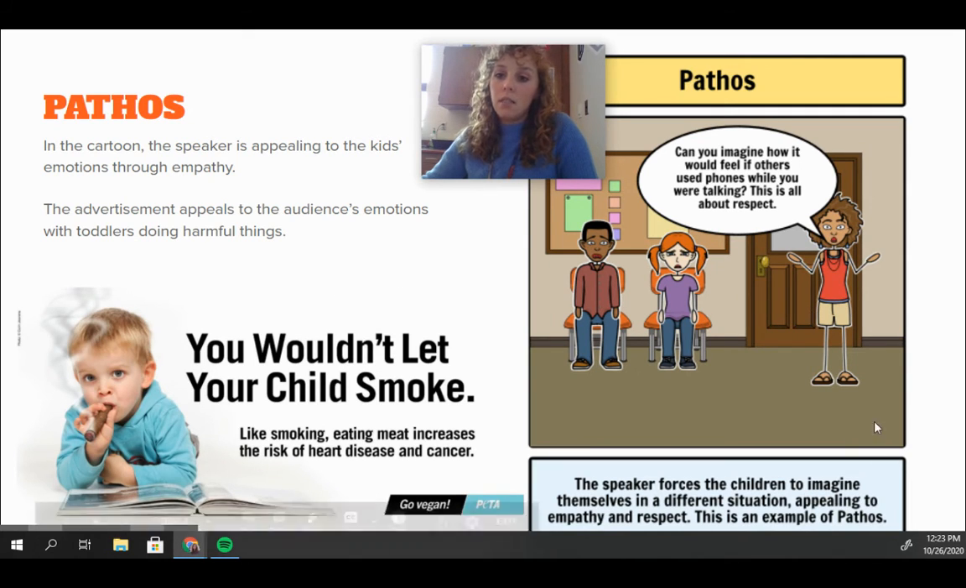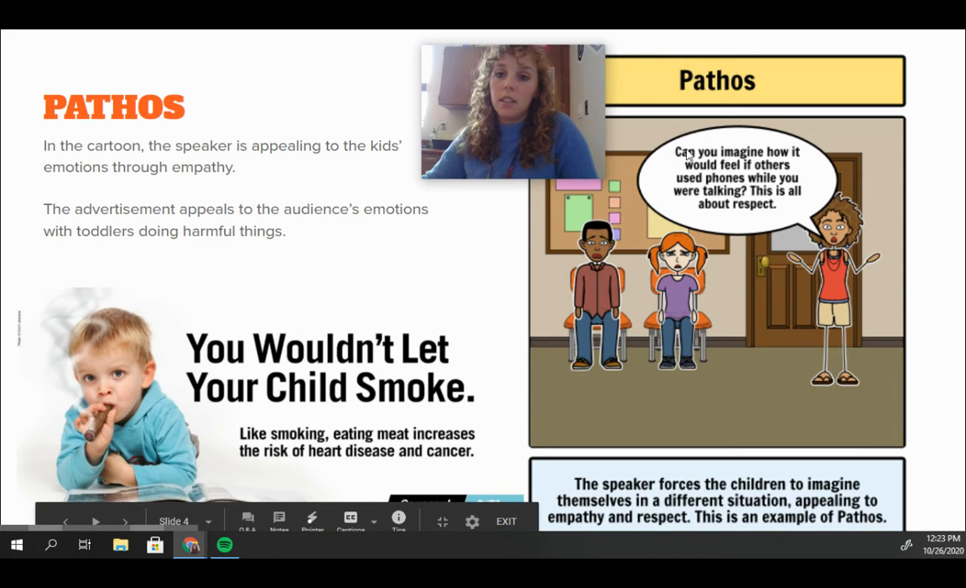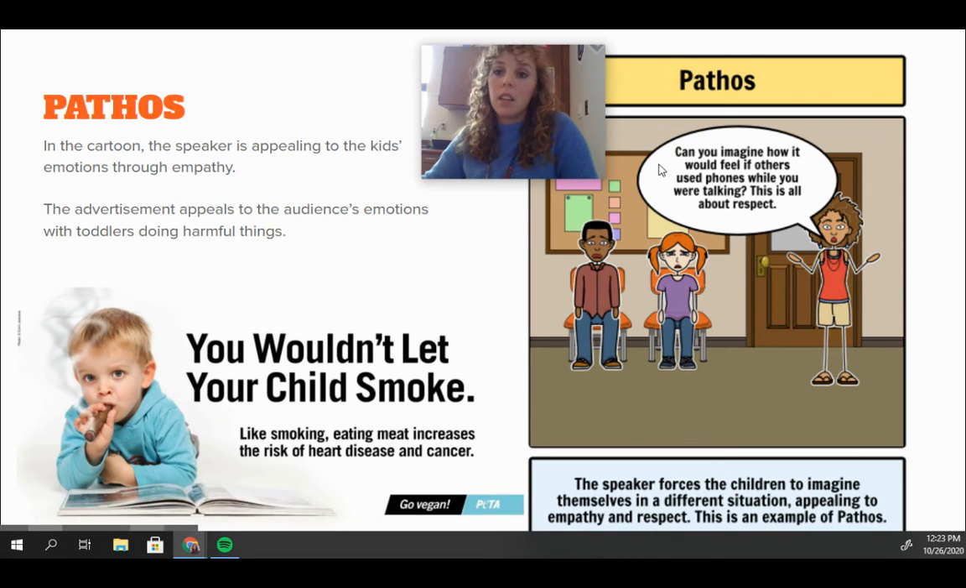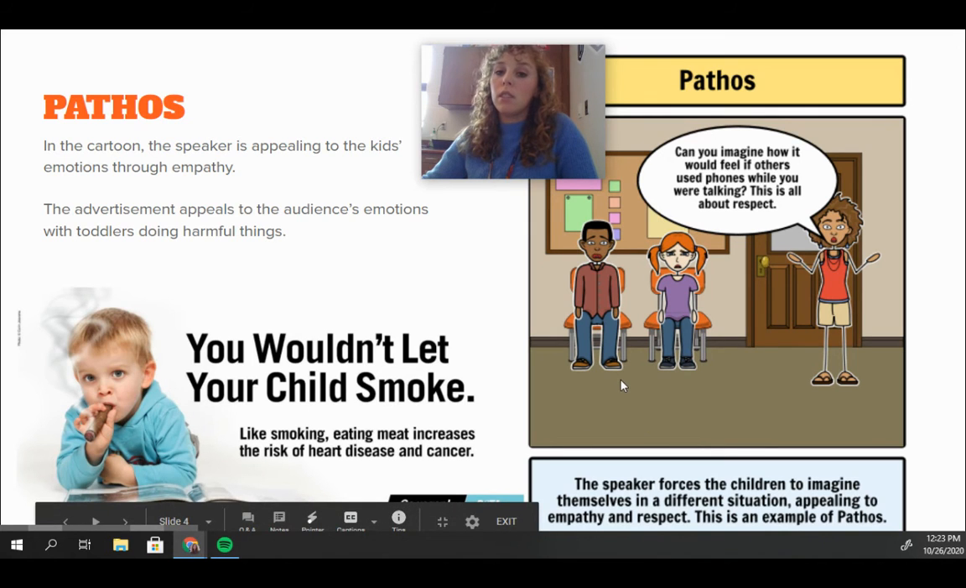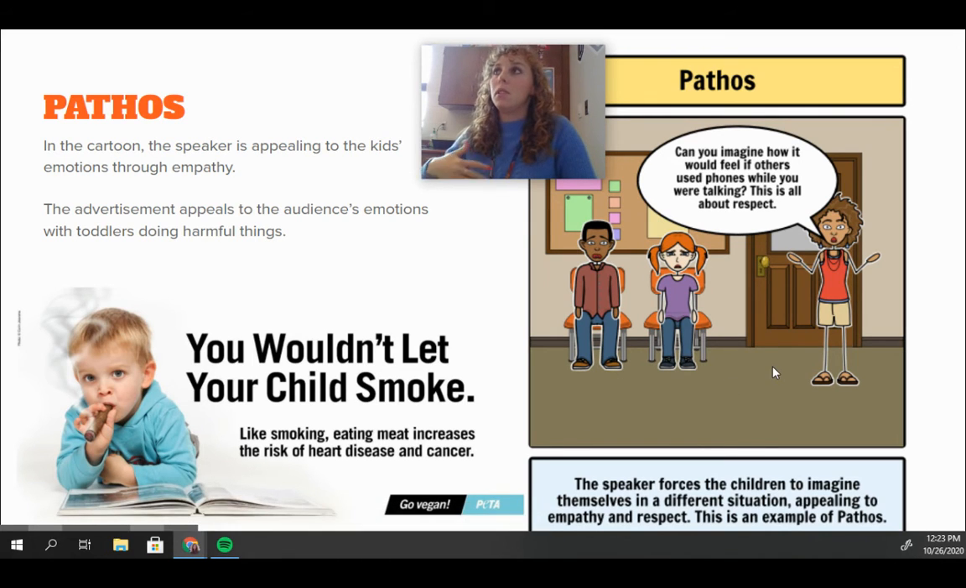Over here, the teacher in this scenario says about the cell phone use, can you imagine how it would feel if others used phones while you were talking? This is all about respect. So she's trying to make her students empathize with, you want to respect people just like you want people to respect you, to have an emotional reaction. Once again, examples of pathos.